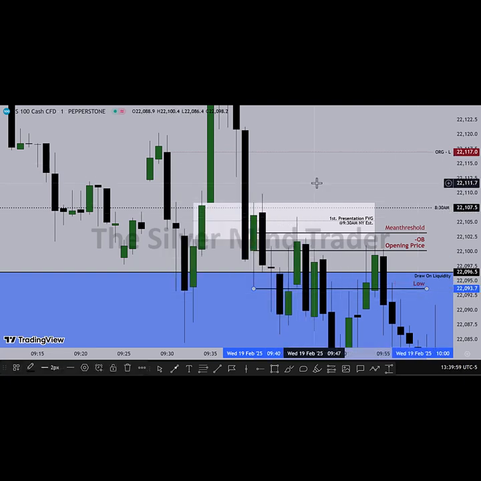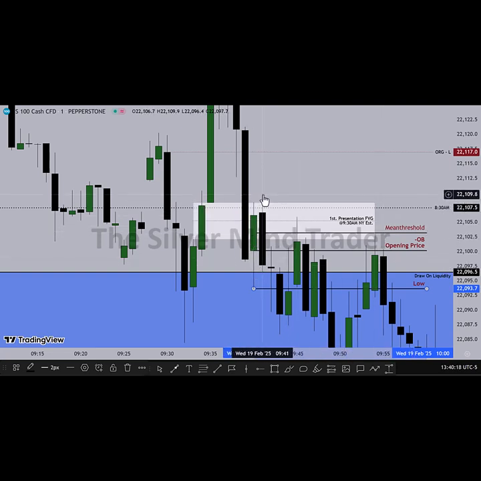So for bullish order blocks, it's the high, opening price and mean threshold. But for bearish order block, it's the low, opening price and the mean threshold. Those are the key levels of order blocks.